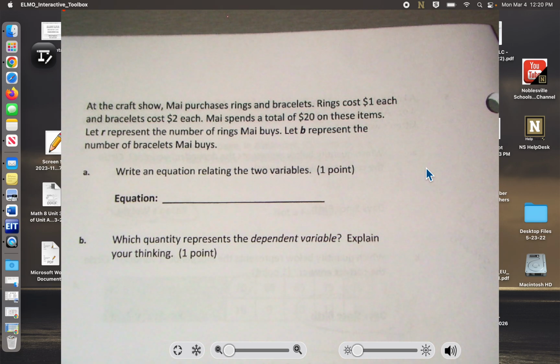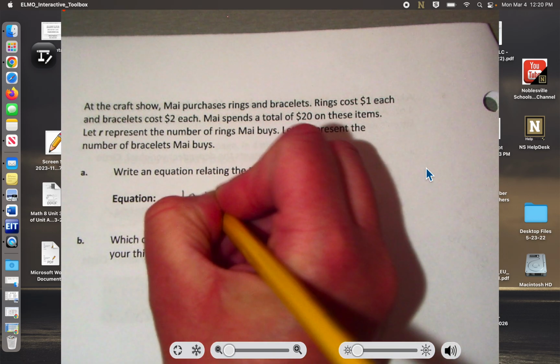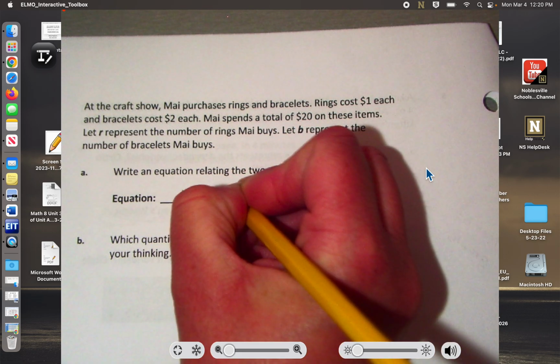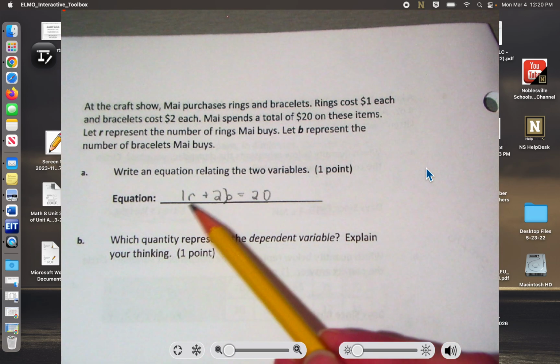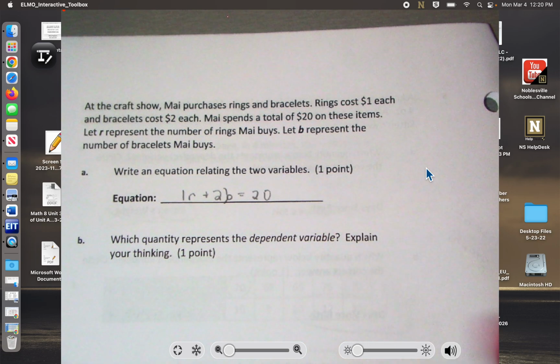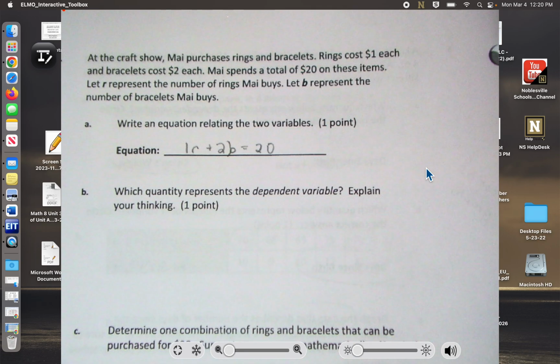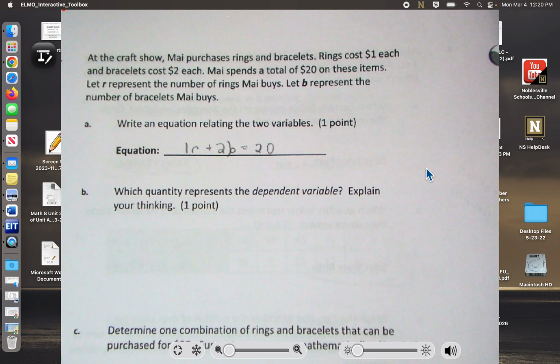Anybody want to share the equation you came up with? What'd you come up with, Sean? 1b plus 2r equals 20. You're so close. It's 1R plus 2B equals 20, right? $1 per ring plus $2 per bracelet is going to give her $20. Now, I wrote the B really weird so it doesn't look like a 6.